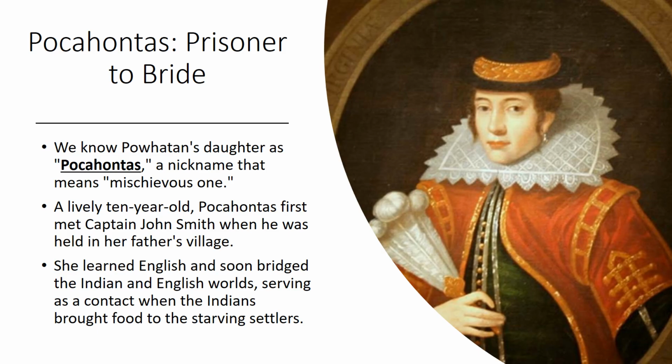Pocahontas, prisoner to bride. We know Powhatan's daughter as Pocahontas, a nickname that means mischievous one. A lively 10-year-old, Pocahontas first met Captain John Smith when he was held in her father's village. She learned English and soon bridged the Indian and English worlds, serving as a contact when the Indians brought food to the starving settlers.